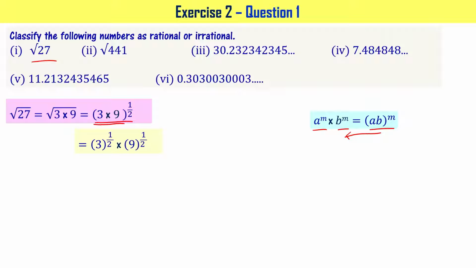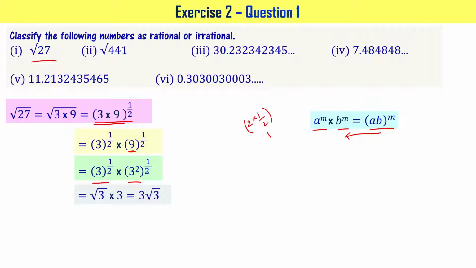Let me rearrange and write it as 3 power half times (3 square) whole power half. 9 can be written as 3 square, right? Now if you have (a^m) whole power n, then you are going to get a^(mn), right? That's why you are having 2 times half, that is equal to 1. So what you have now is square root of 3 times 3, right? You are going to cancel these two. That's why you have 3. This is 3 root 3.